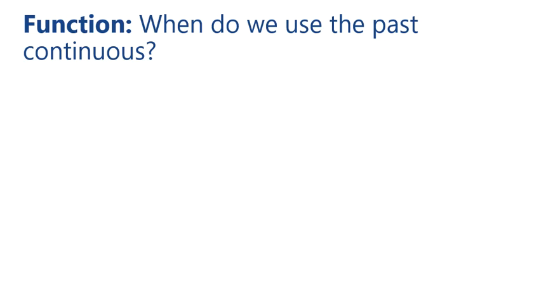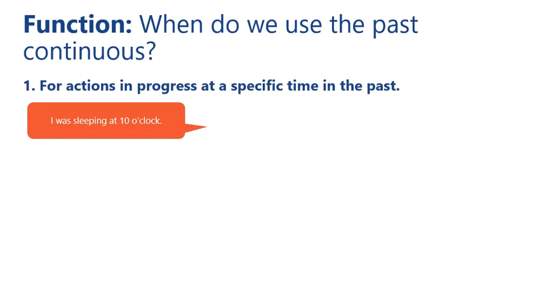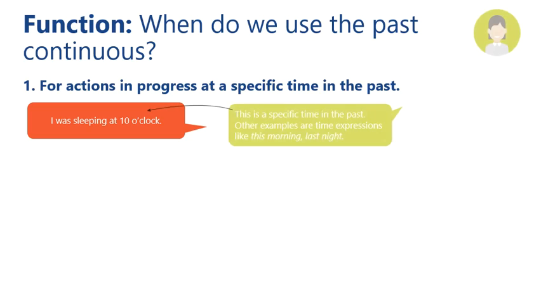Now, when do we use the past continuous? Let's see. The number one is for actions in progress at a specific time in the past. Let's see this example. I was sleeping at 10 o'clock. The specific time is 10 o'clock. And the action was in progress, so I have to use the past continuous. That means to be verb and the ing form at the end of the verb.